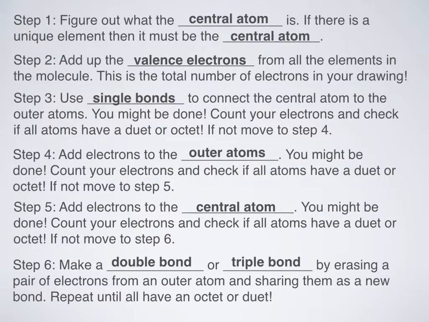Step 6, our last resort, is making double bonds or triple bonds, and the way we do so is by erasing a pair of electrons from an outer atom and sharing them as a new bond. And we repeat that until we have either an octet or a duet in the place that we need it to. Okay, these are the 6 steps. Again, it'll make more sense when we actually do an example, a practical one, but make sure that you know sort of where you are as we draw our Lewis dot structures, what step we're on.